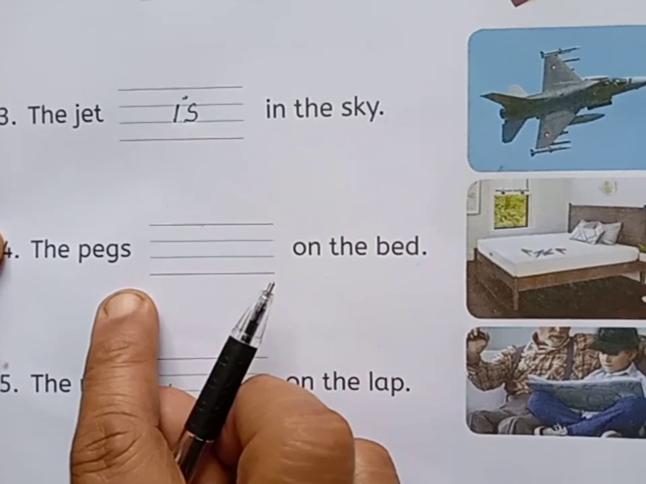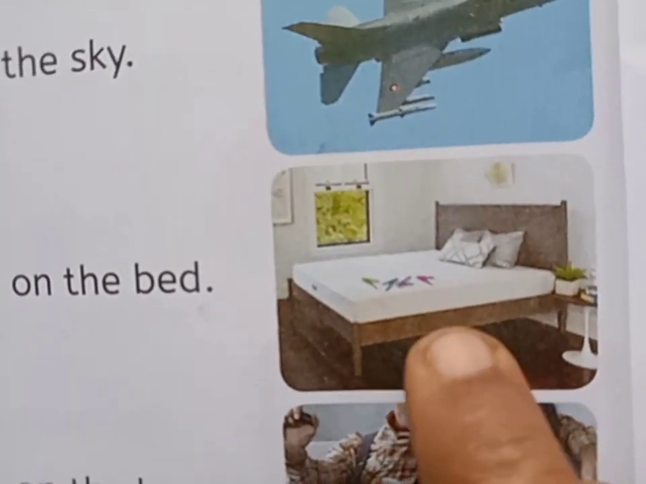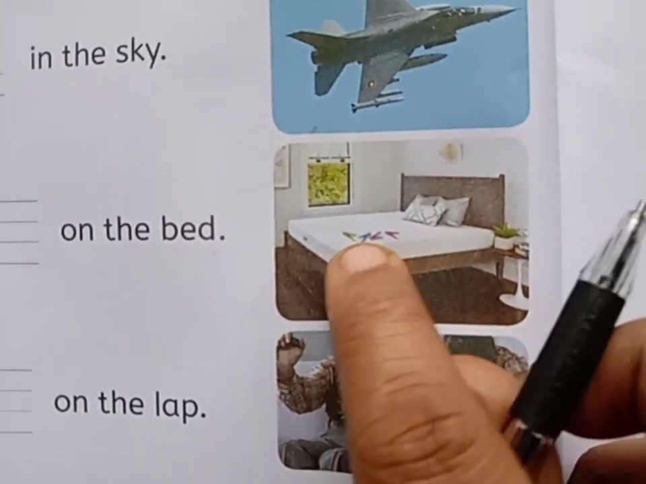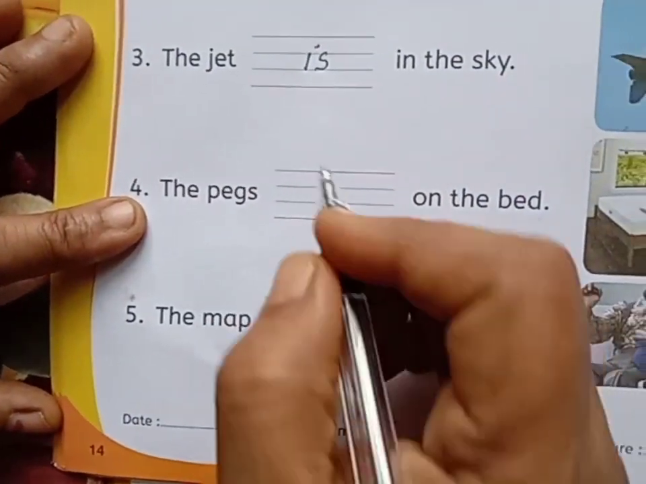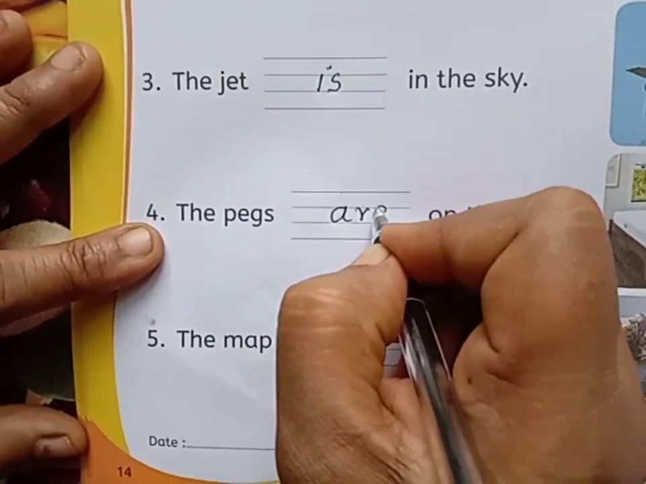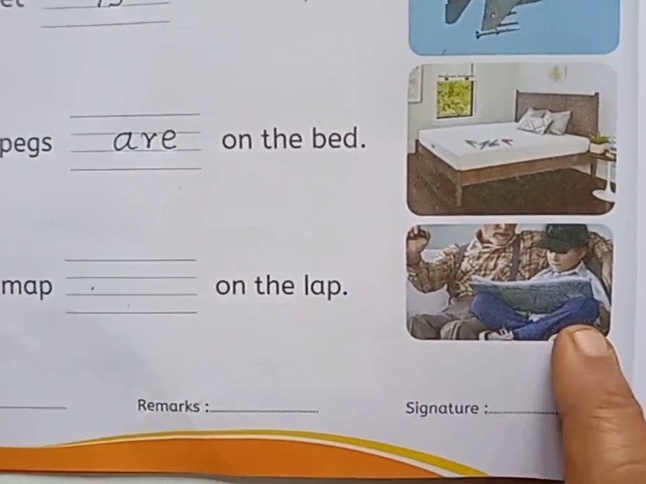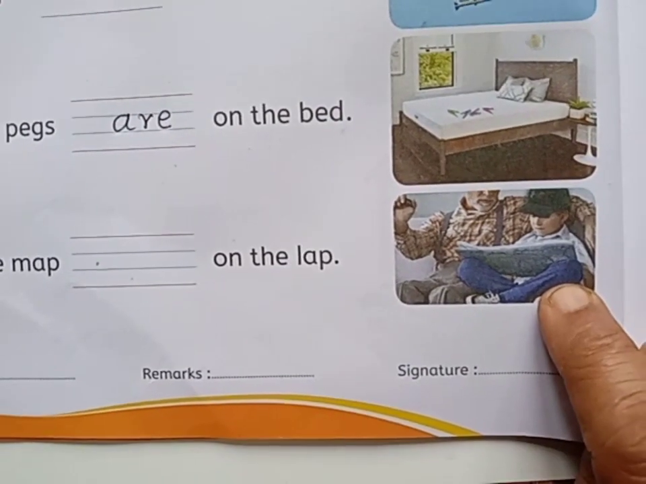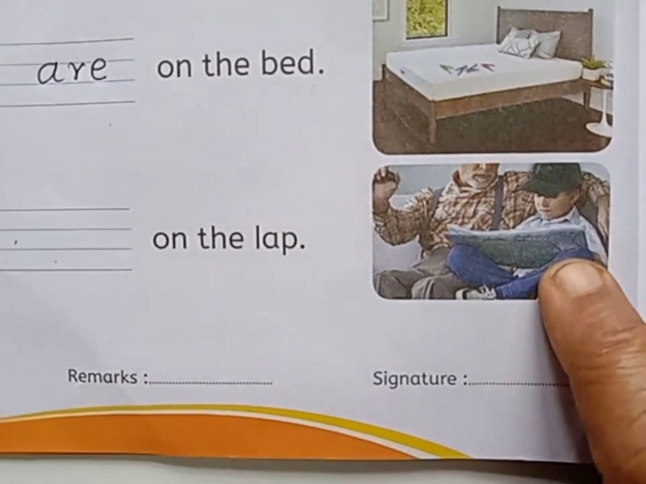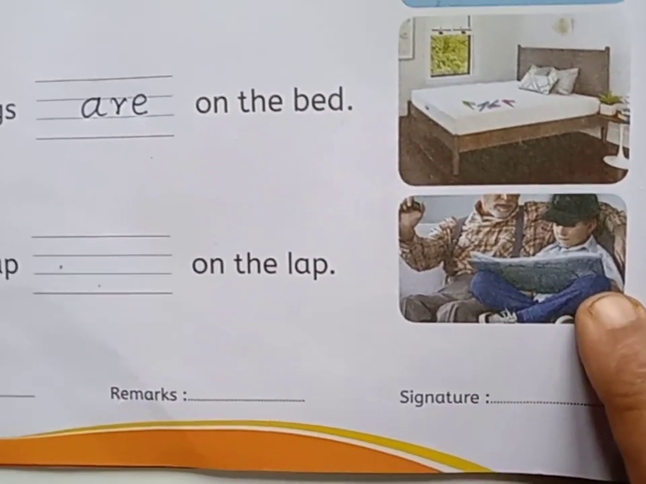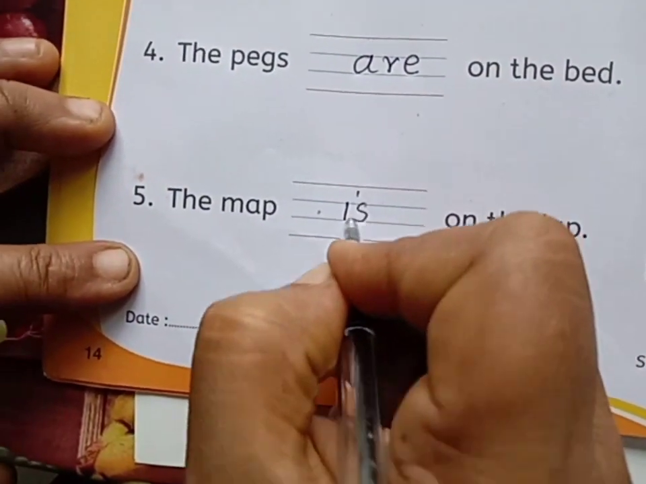The pegs. See. The pegs on the bed. How many pegs? 1, 2, 3, 4. Do you know pegs? Yes, a clip. Clothing clip. The pegs are on the bed. The map dash on the lap. See, a boy, he is reading a map. He is looking at the map. A map is on his lap, isn't it? See, the map is on the lap.